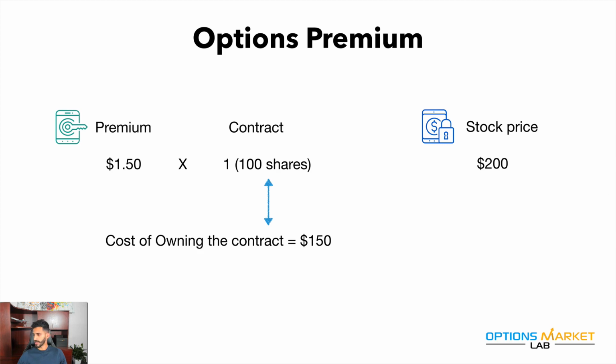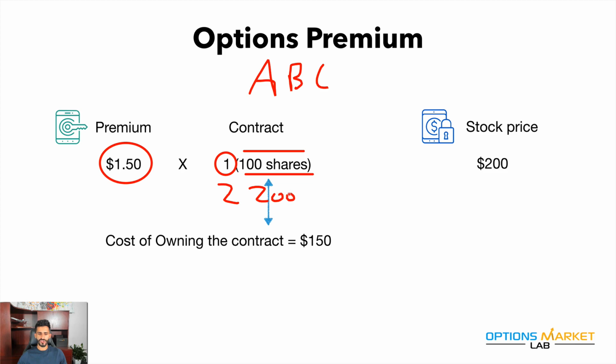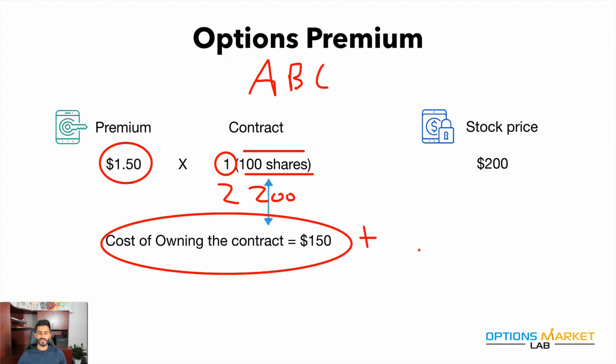Now, option premiums. Let's break premiums down a little bit more. Let's say I look at stock ABC, and the premium for one contract is $1.50. If I want to buy one contract, that means I'm buying 100 shares. Remember, one contract equals 100 shares, two contracts equals 200 shares. So the cost of owning the contract will be $150, plus the commissions and fees, right? If I want to own one contract, it's $150. If I want to own two contracts, that's going to be $300, right?